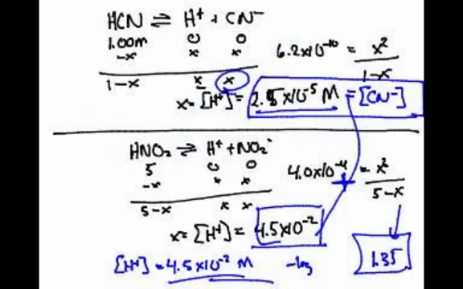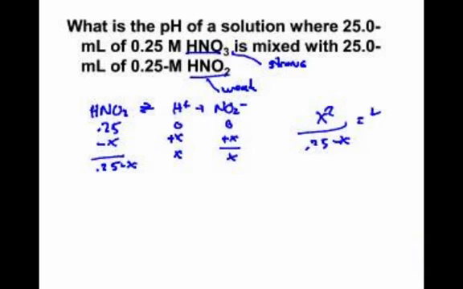The K value, which was a pretty big one really, is 4.0 times 10 to the negative 4.